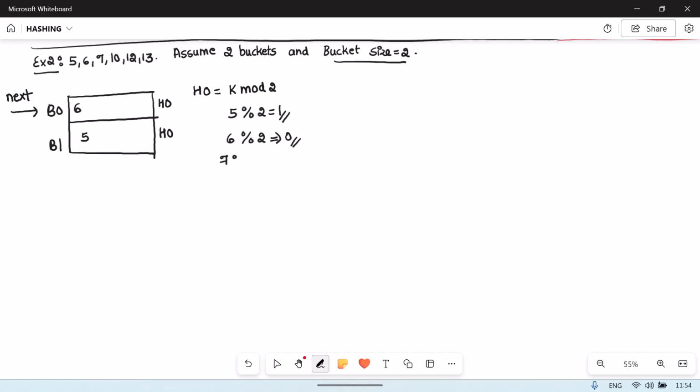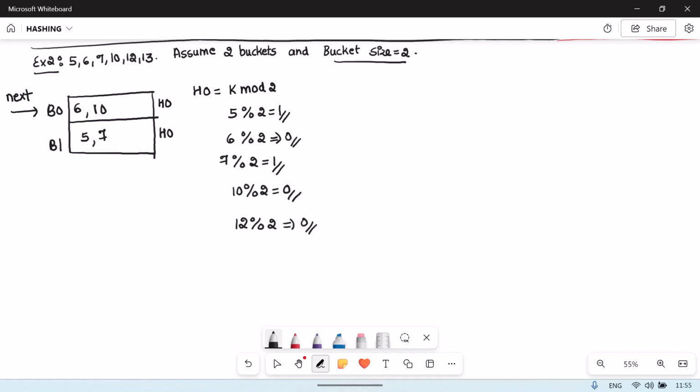Then we have 7 mod 2. 7 mod 2 is 1, so 7 will come here. Then we have 10. 10 mod 2 is 0, so 10 will come here. Then we have 12 mod 2, which is equal to 0. So here the overflow has occurred. The value that has caused overflow is 12.